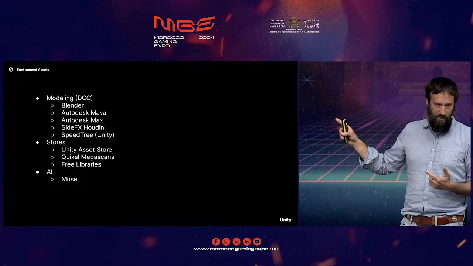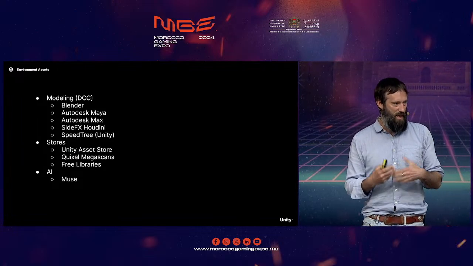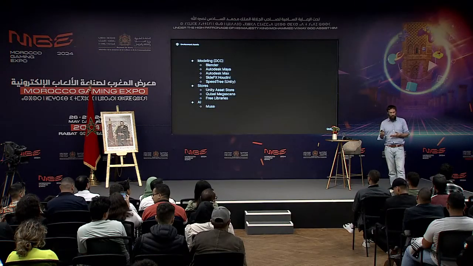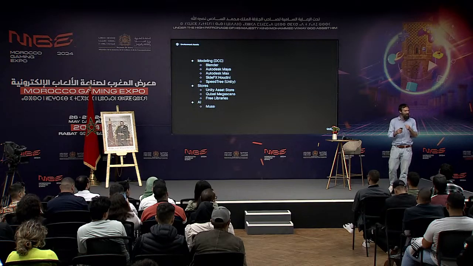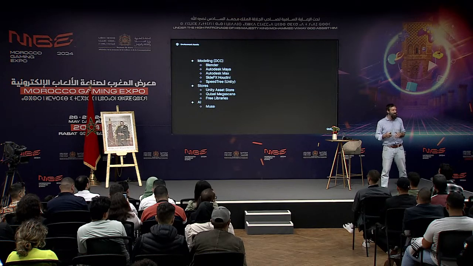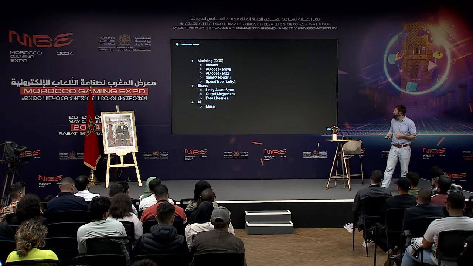We are also launching something, Muse, which is an AI generator directly in Unity, where you can generate a wooden floor or something like this, and it generates a texture for you. It works also for 2D sprites, so you can say, can you make me a sprite of a cow or whatever, and it generates a sprite for 2D games.